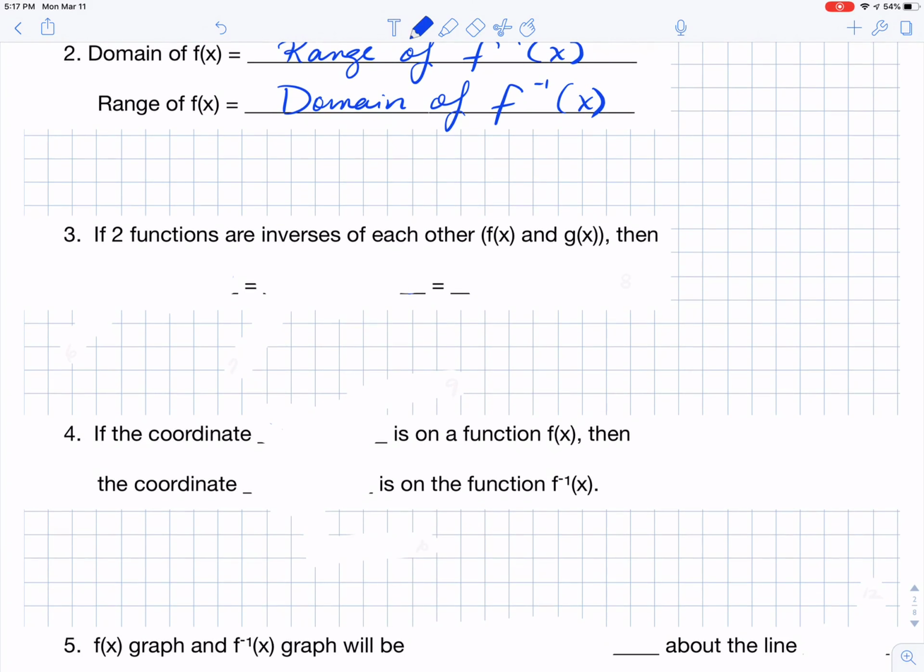Interesting fact number 3 states that if 2 functions are inverses of each other, for now, let's go ahead and just call them f and g. If these guys are inverses of each other, then f of g of x is going to equal g of f of x. Remember, we had composition back in chapter 2. And both of these are going to end up equaling x. This is how I can test that they are inverses of each other.